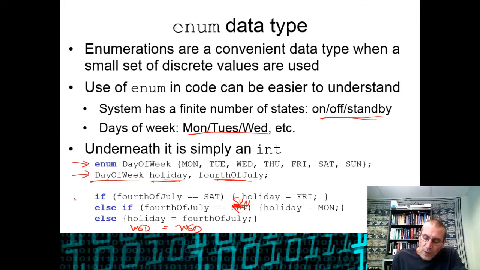Now, the reason this is convenient is because it's very clear what's going on. I'm saying, if the 4th of July is this particular day, what is my holiday? If I had numbers in there like 4th of July is 3, holiday equals 4, you wouldn't know if 3 and 4 is Monday, Tuesday, and you'd always have to be going back to some reference. This makes it very clear to see what you're writing. So it's just a convenience. It's not required, but it's often used to make your code more readable.